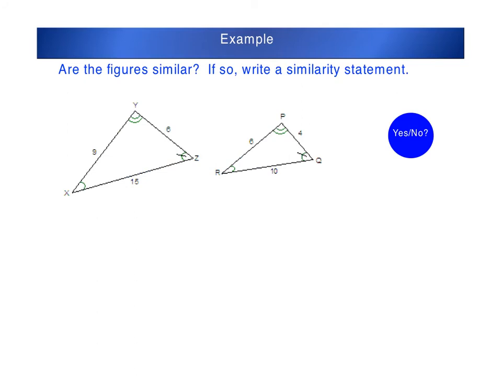Now, in this next picture, I'd like to know whether or not the triangles are similar. Remember, the corresponding angles need to be congruent and the sides need to be proportional. Take a minute and decide. If you decide that they are similar, I want you to write a similarity statement where you write the vertices in the proper order. Press pause on your video. When you're ready for the answer, press play again.